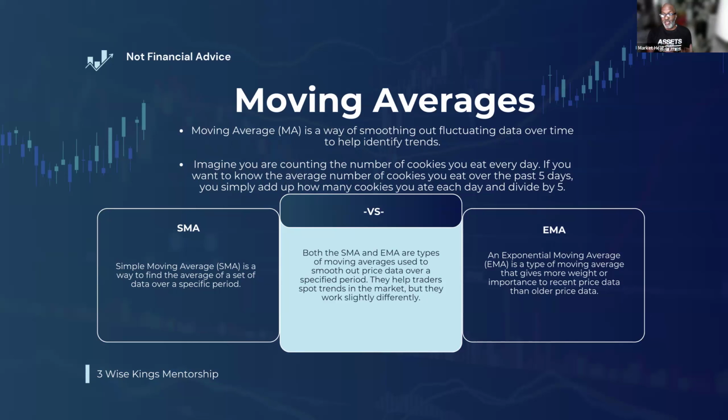So what is an EMA? An EMA is a type of moving average that gives more weight or importance to recent price data than older price data. Both the SMA and EMA are types of moving averages used to smooth out price data over a specific period. They help traders spot trends in the market, but they work slightly differently.